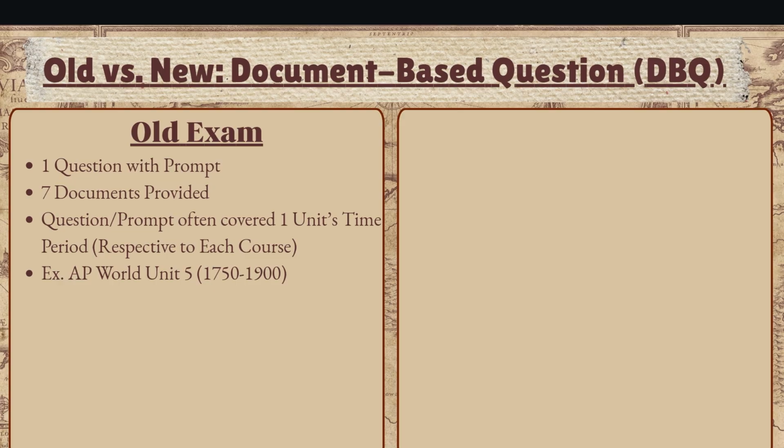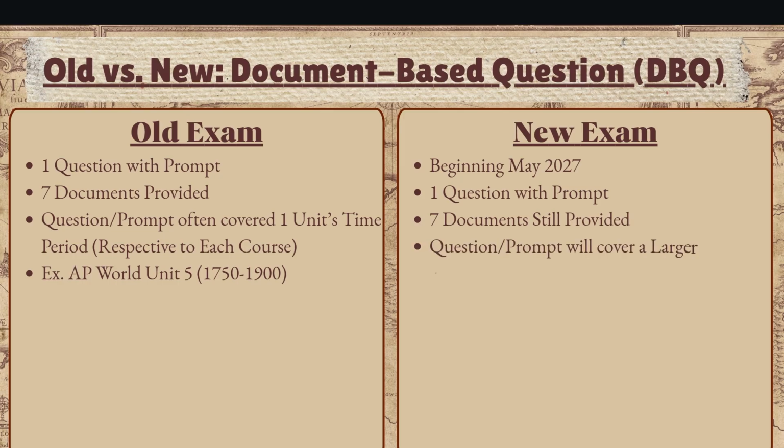However, during the new exam, which starts in May 2027 again, you're still going to get a question in the form of a prompt, and you're still going to get 7 documents to analyze and use to support your argument. But now the question or prompt will cover a larger time period. So you'll be able to use more info from the course basically.